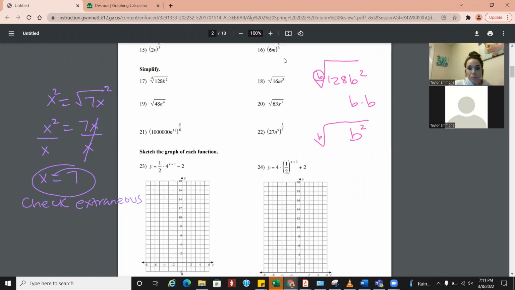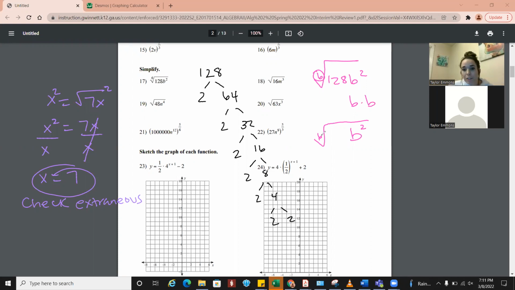Okay. So I'm going to take 128, and if it's an even number underneath the radical, my rule of thumb is normally just divide by 2 and then see what you get. So I'm going to divide by 2, and I'm going to keep dividing by 2 until I can't divide by 2 anymore. Now my goal is to make a group of 6. So I'm going to try to make a group of 6 of 2's. So I've got 1, 2, 3, 4, 5, 6.